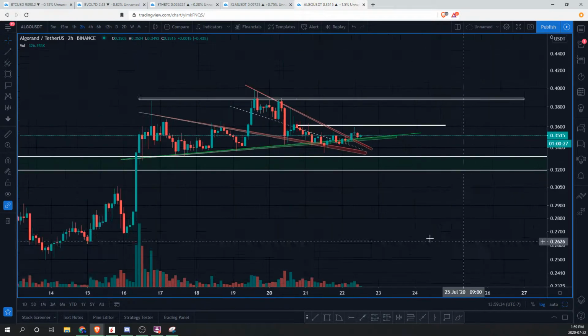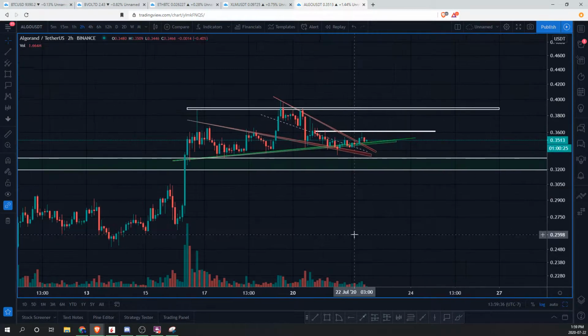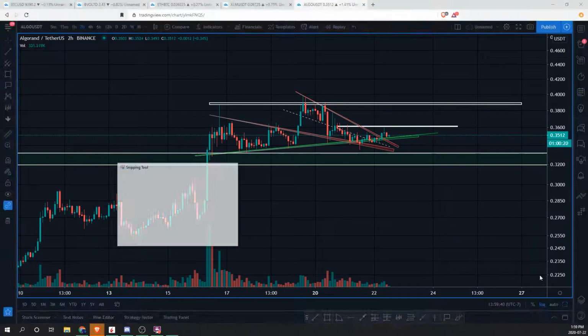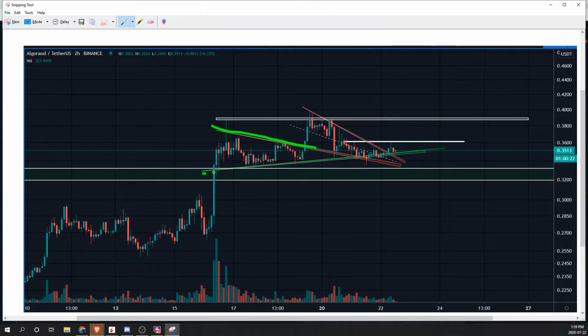So when we go on to the 2 hour chart, we notice that if we take a picture, right here, this was that symmetrical triangle that broke to the upside, but we did get stuffed pretty hard and came right back down, but we're able to hold this previous resistance as a new level of support, as well as the previous support within the symmetrical triangle as well.